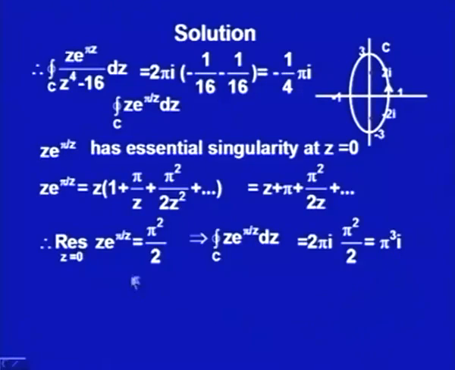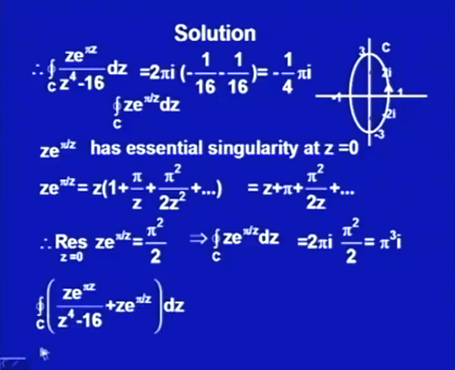Now, what we have got: the first integral we have got as minus 1 by 4 pi i, the second integral we are getting is pi cube over i. So, now the integral of our given function z e to the power pi z upon z to the power 4 minus 16 plus z times e to the power pi by z dz.